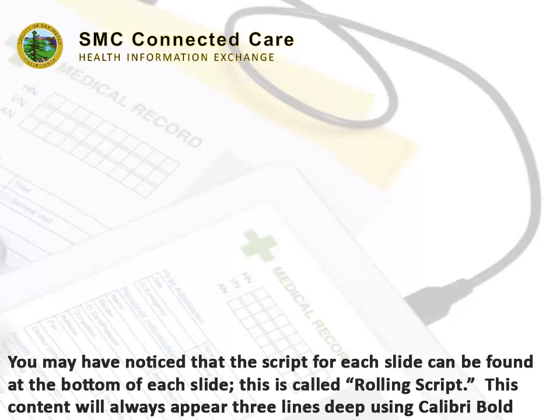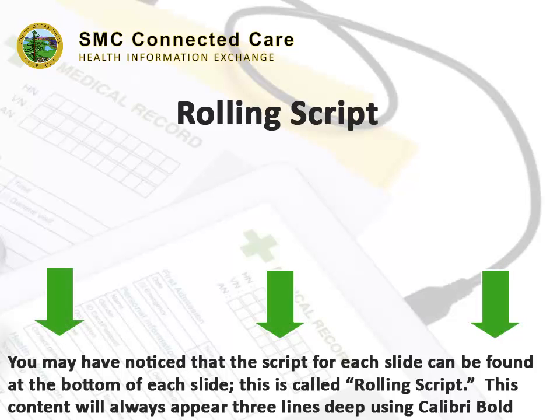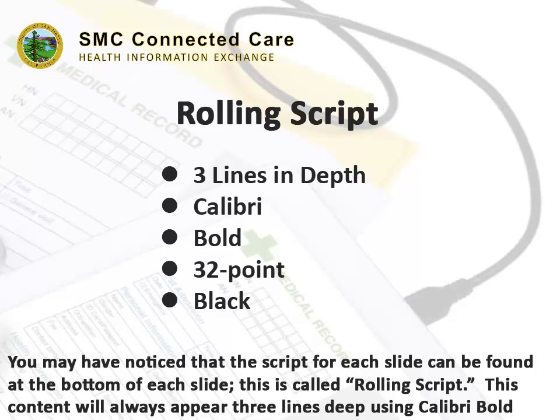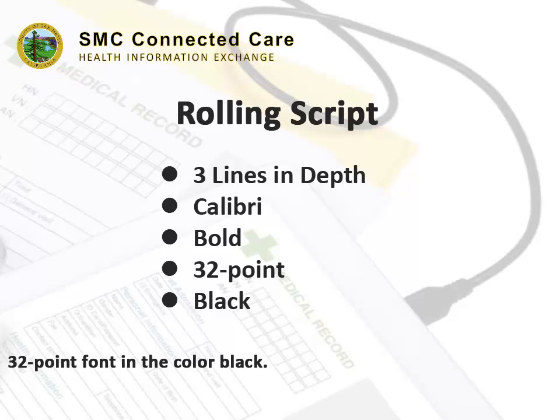You may have noticed that the script for each slide can be found at the bottom of each slide. This is called rolling script. This content will always appear 3 lines deep using Calibri bold 32-point font and the color black.